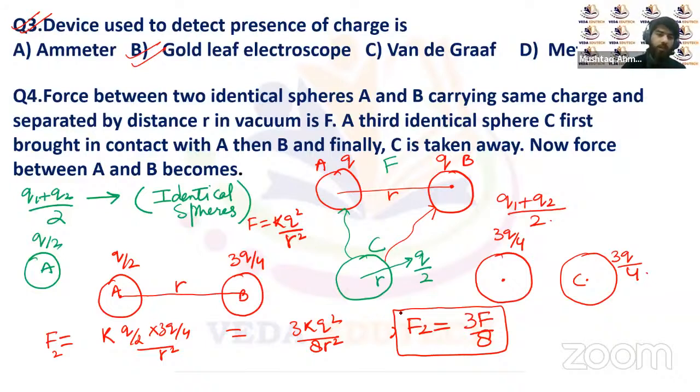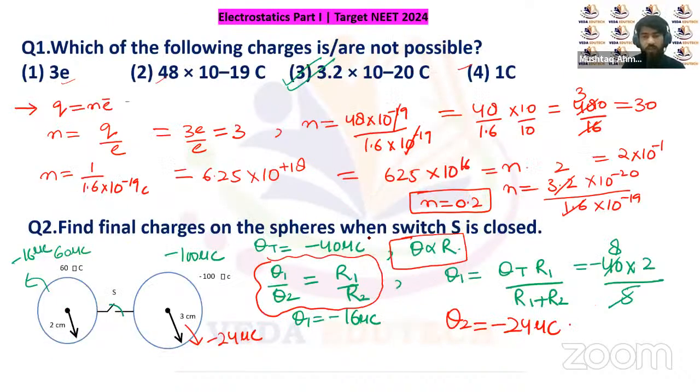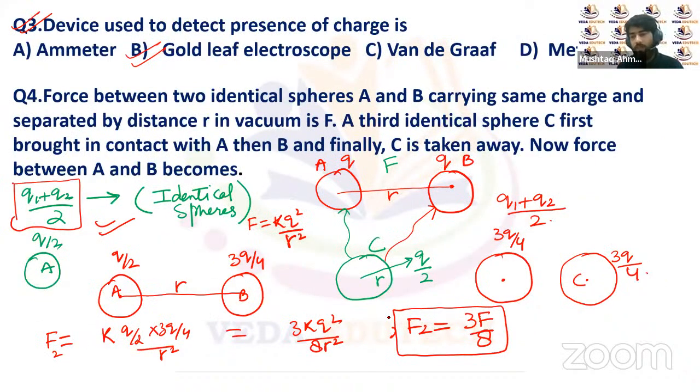If they are identical spheres, then the charge distribution will take place, and the final charge on both the spheres, or both the conductors, will be (Q1 plus Q2) upon 2, right? This was for identical spheres. But if the spheres are not identical, the charge distribution will take place according to their radius. That is, Q will be proportional to R, or Q1 upon Q2 will be R1 upon R2. This is how the charge distribution will take place in spheres.